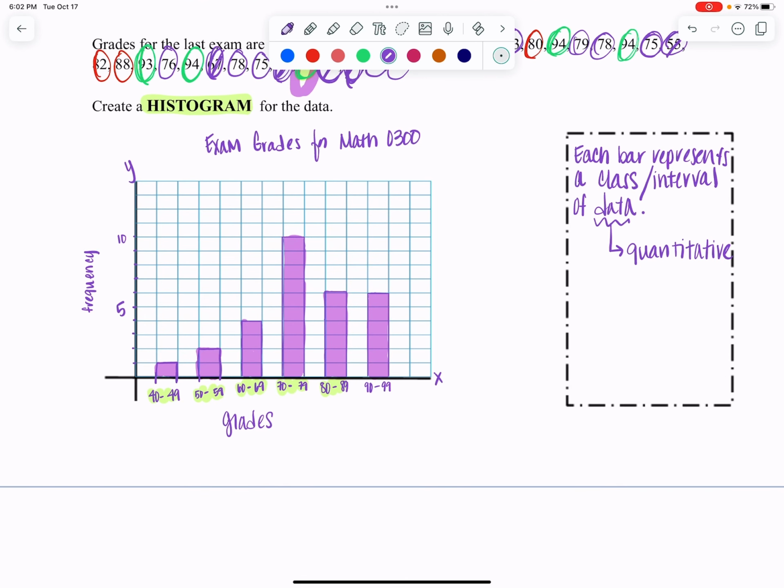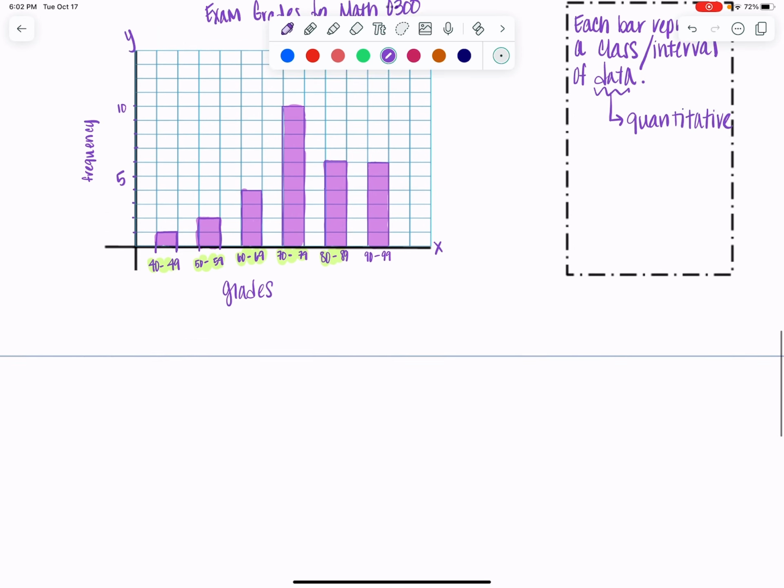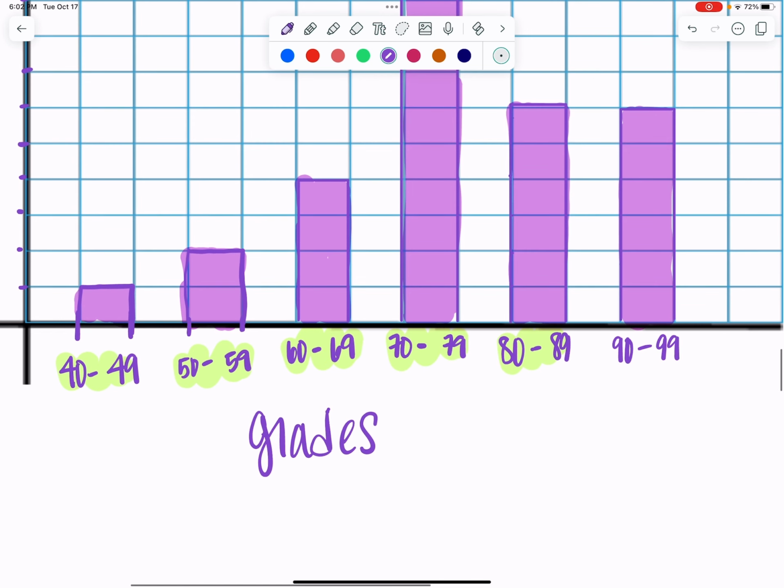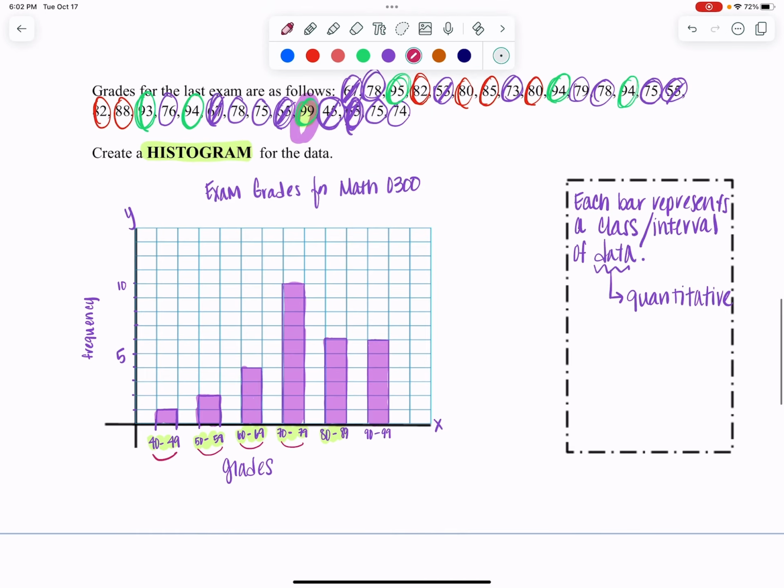So there's your histogram. Sometimes you could see histograms where the rectangles are stuck together. That's okay. The big difference between a histogram and a bar graph, again, is that each bar on a histogram represents a bucket of data rather than one single piece of information.